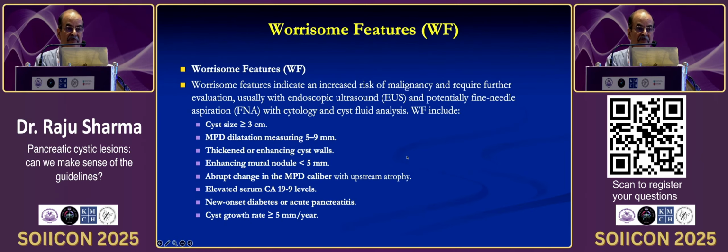There is a long list of worrisome features. The ones that have been recently added are cyst growth. A cyst growth of more than 3 mm per year has been included now as a worrisome feature, and you need to evaluate this patient in greater detail, either by EUS or an EUS-guided FNAC.